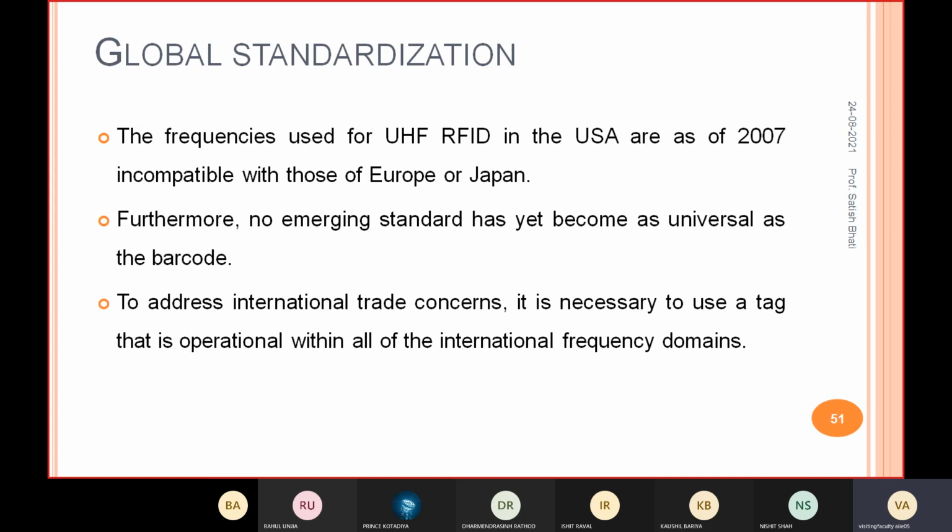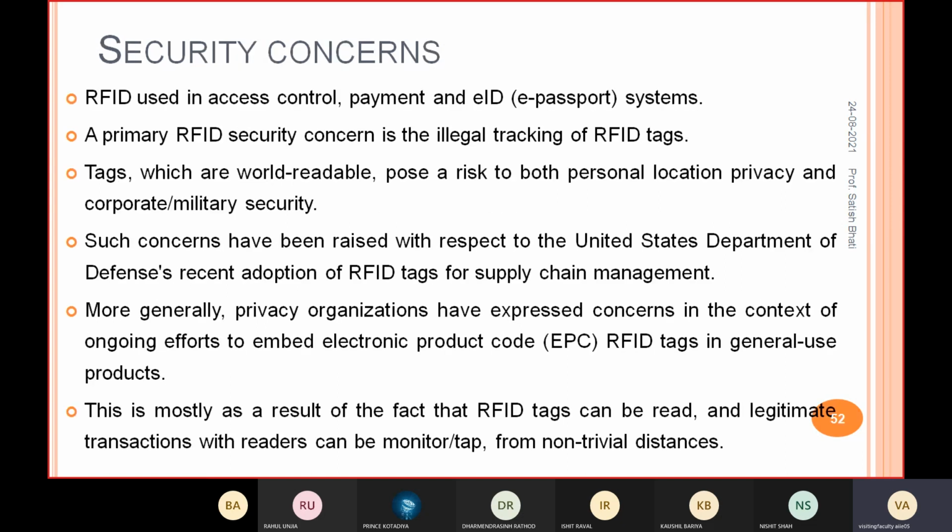So this is one concern. Then the security concern, this is the most important. RFID is used in access control, payment, and e-passport, ID. All these fields need security. Their main need is security. In payment also, the security should be very high. In ID or access control, definitely the security should be very high.